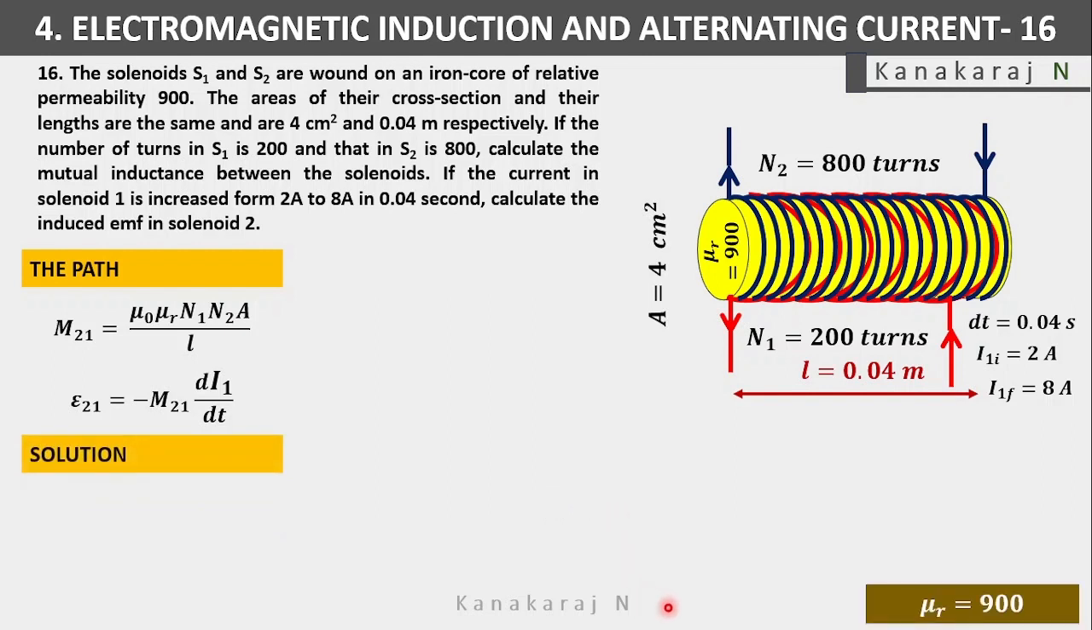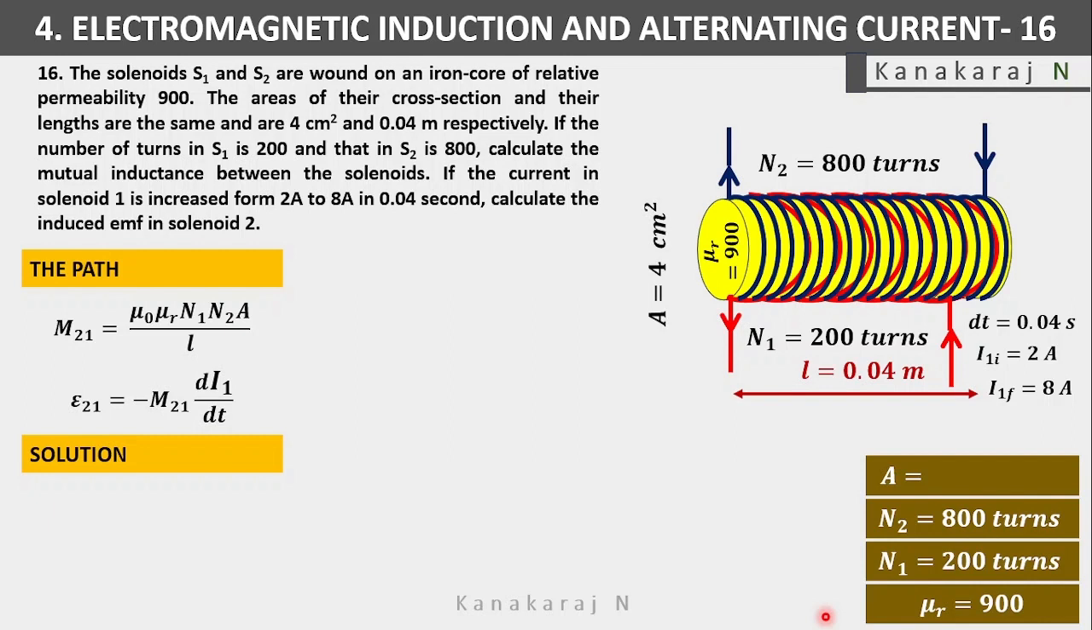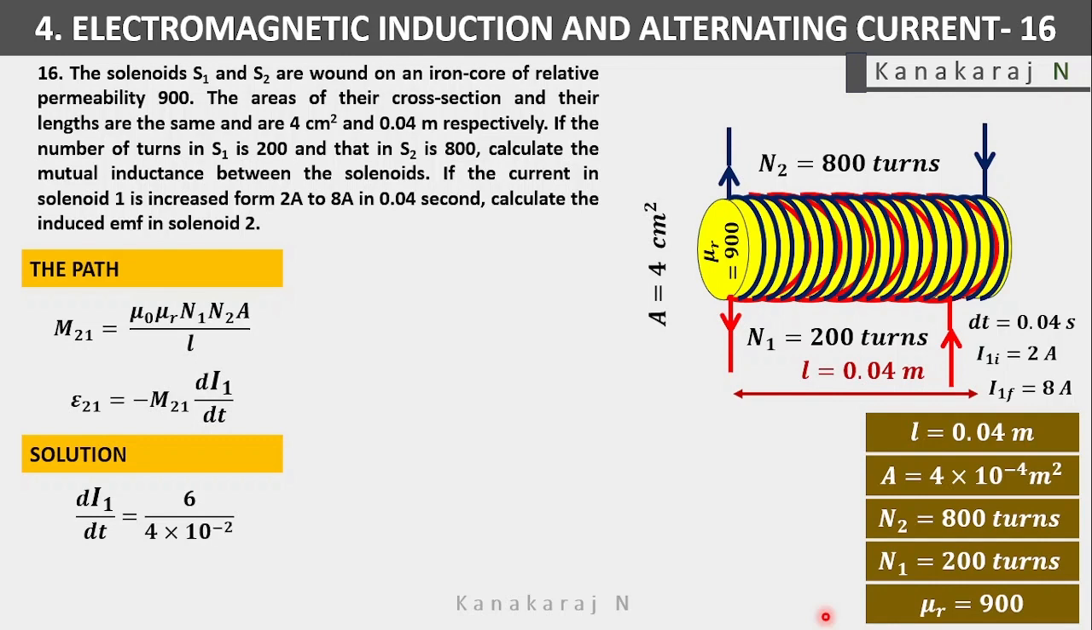What are the data given? Mu r is given. It's 900. Good. N1, the number of turns in the first solenoid, is 200 turns. N2, the number of turns in the second solenoid, is 800 turns. And the area is the same for both the coils, it's 4 into 10 power minus 4 meter square. And the length is 0.04 meter. Good. Now let us find the rate of change of current in the first solenoid, di1 by dt. It is 8 minus 2, that is 6 ampere in a time 0.04 second, which gives 150 ampere per second.